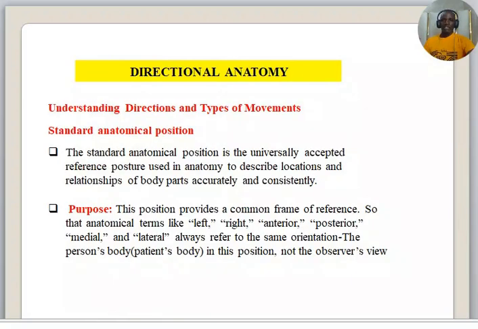Now, under directional anatomy, we'll also look at the standard anatomical position. What is the standard anatomical position? We're going to look at that in our lecture 3. The standard anatomical position is a universally accepted reference posture used in anatomy to describe the locations and relationships of the body parts accurately and consistently.